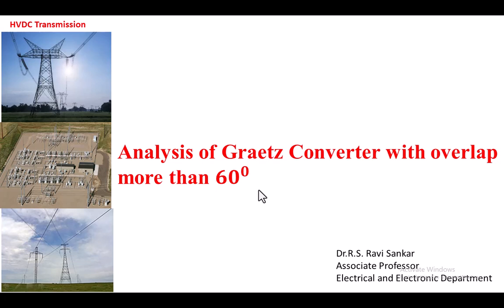Why are 4 devices conducting? When we initiate the commutation of one device, the previous device's commutation is not completed. That's why 4 devices are conducting during the overlapping period. Now we are going to see when exactly this overlap is more than 60 degrees. Suppose a fault occurs on the AC side: the AC voltage decreases, the current is more, and then the inductance of the transformer is more, which increases the overlap angle beyond 60 degrees.